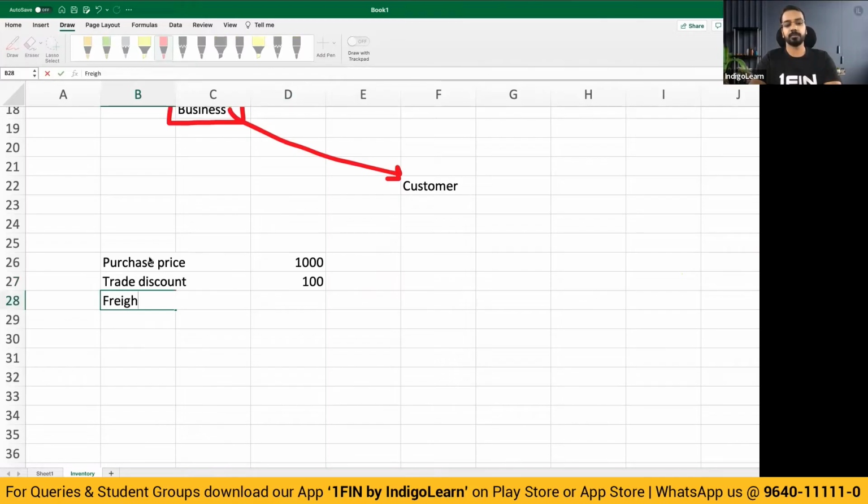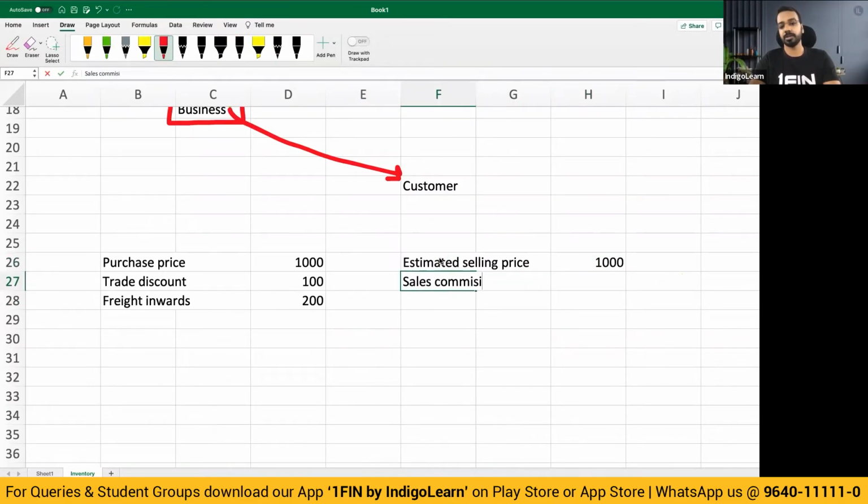Freight inwards is 200. Then the estimated selling price is 1000. Sales commission is 5%. A very simple thing to quickly revise.